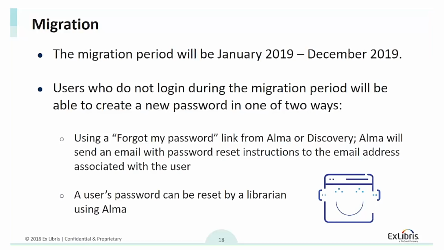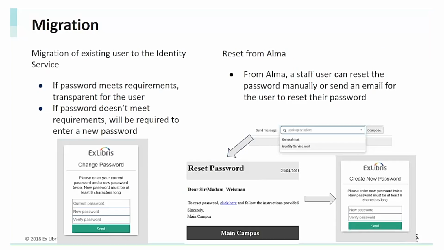Okay, so let's see some of these processes that I just mentioned. Let's see some of them on screenshots here. So I mentioned the migration of existing users to the identity service. So how does that work?